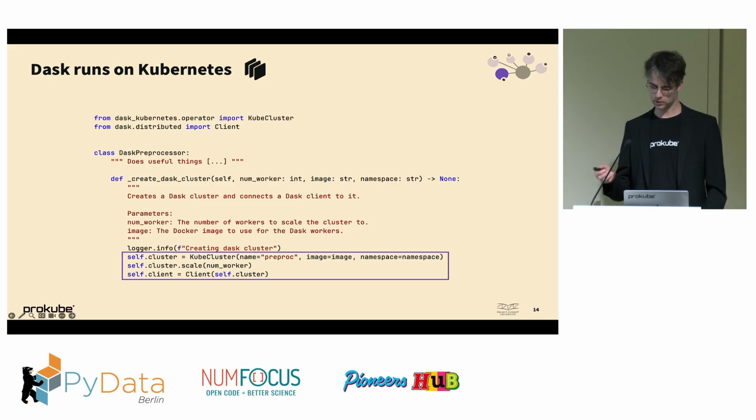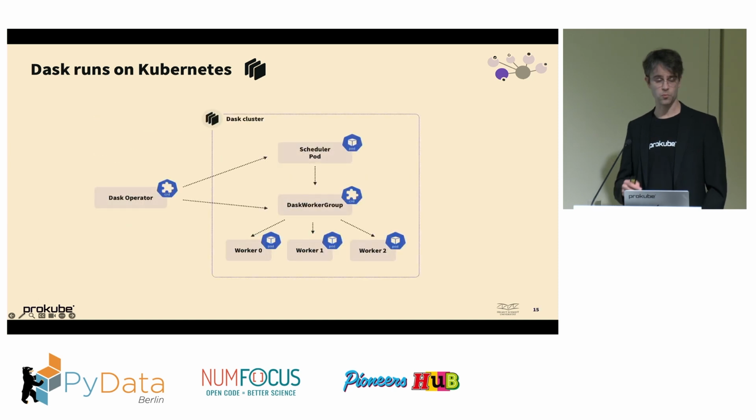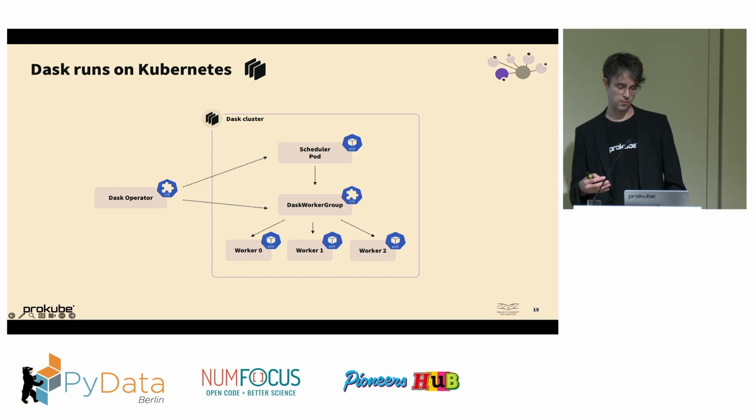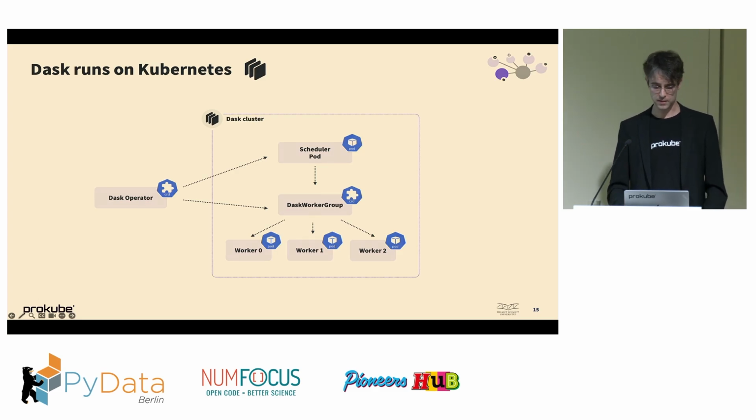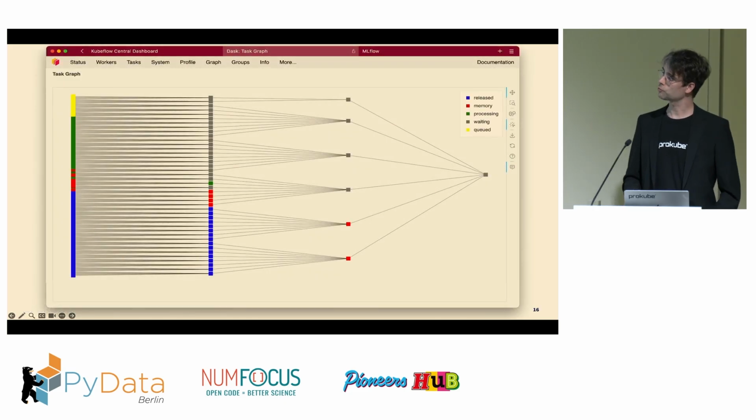If you then call Dask operations, they will just be executed on the cluster and also be map-reduced or whatever you use on there, without you needing to know any of the details, which our users think is very, very nice. And here's one small diagram. We have this Dask operator, which creates a scheduler pod, and that creates a Dask worker group, and that creates lots of workers. It also has a nice UI, which you can open, which looks like this.